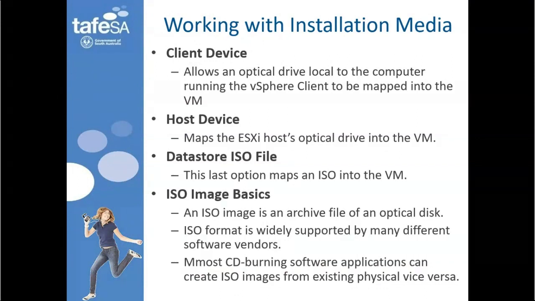So the last option is to map an ISO into a VM. ISO, if you don't know, is just an image of an optical drive. Even though we don't even use optical drive media now, we still have ISOs. That's the funny thing. From ISOs, we can build optical discs, or burn physical optical discs like CDs or DVDs. We can also use the ISO to create bootable USBs. The ISO format is widely supported by many different software vendors, so it doesn't matter which software or operating system you use, an ISO is an ISO.